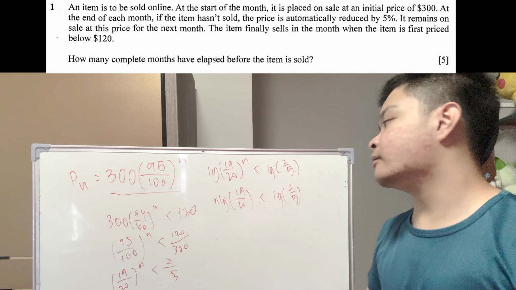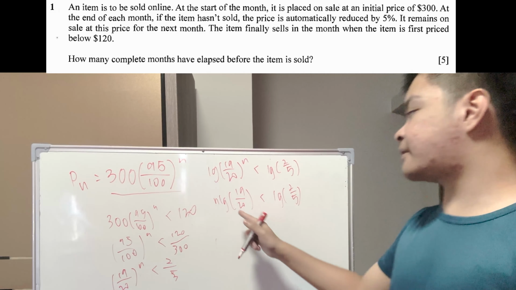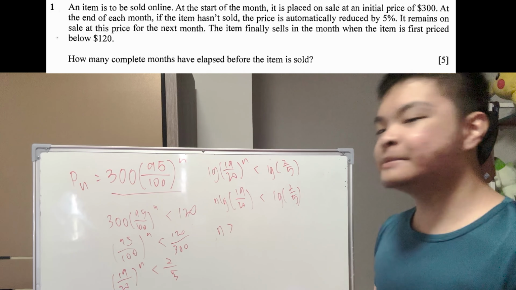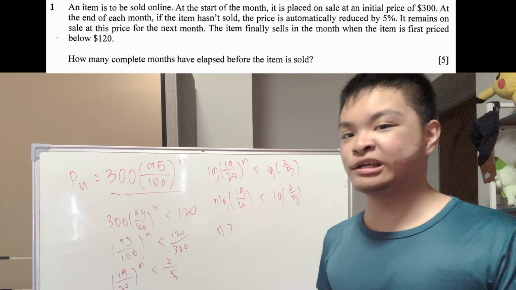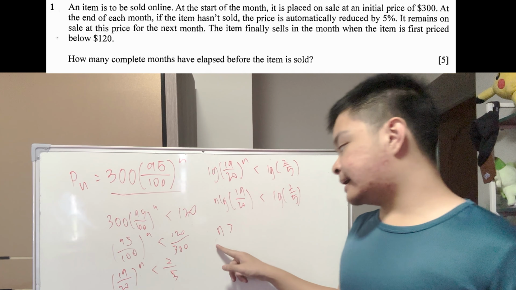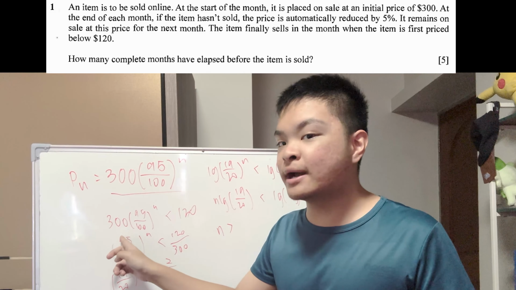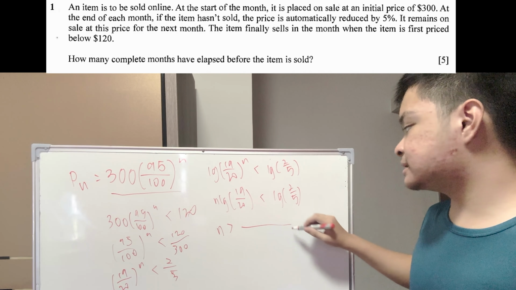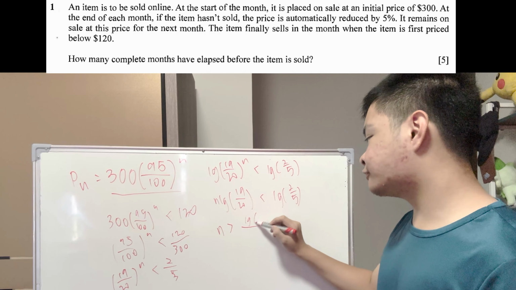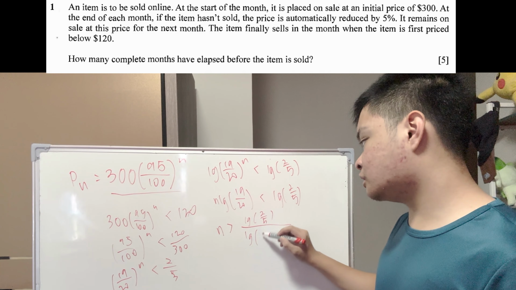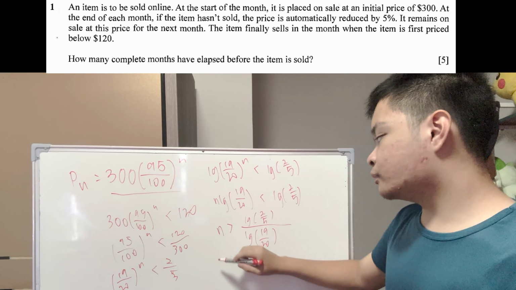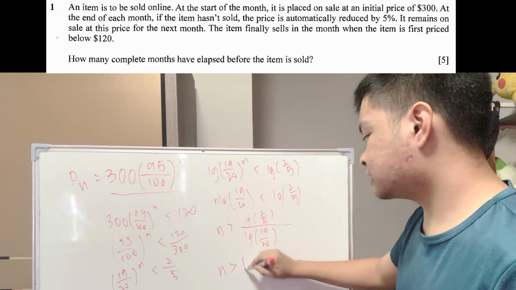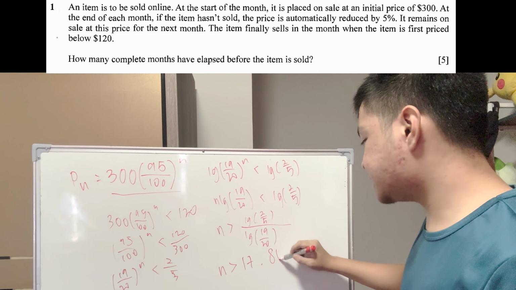But notice what I said just now. This is a negative number, which means when we divide both sides by this, we are dividing by a negative number. That means that we need to flip the inequality sign. So our n is, when this is true, when the price of the item is below 120, our n is more than this ungodly fraction, log of 2 over 5 over log of 19 over 20. If you type it in your calculator, you will get that n is more than 17.864.